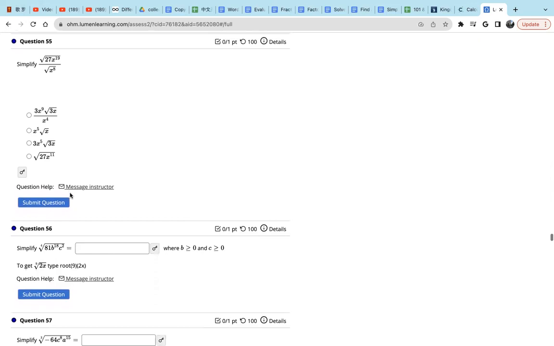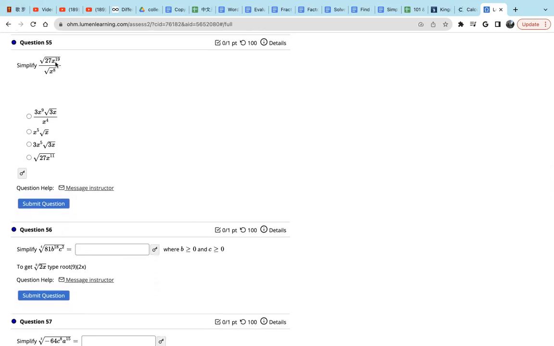Let's see this one. We want to simplify this, the square root of 27. 27 is 9 times 3. So the square root of 9 is 3. Right? So either this one or this one, because this one has 3, this one has 3.